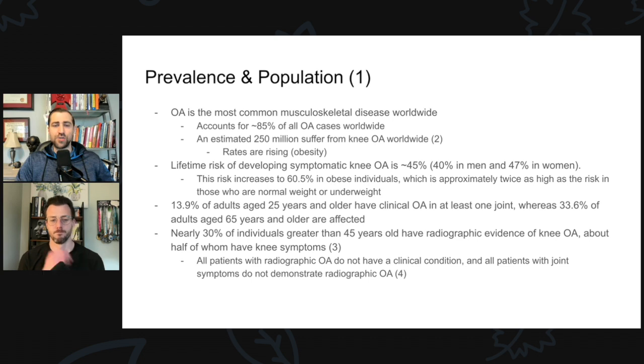13.9% of adults aged 25 years and older have clinical osteoarthritis in at least one joint, whereas 33% of adults aged 65 years and older are affected. What that means to me is that it happens more as you age, right? And we'll talk about the pathogenesis in a minute. It's going to make sense. It's not as common to have osteoarthritis as a 14-year-old. It's more common when you're 86 years old, right?